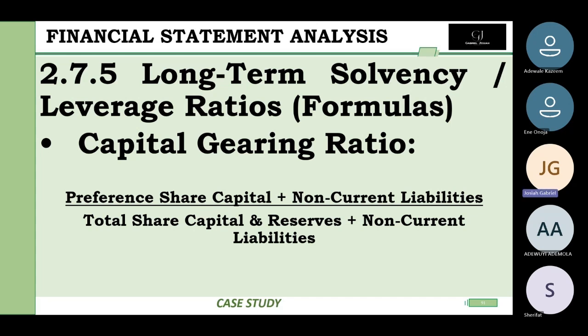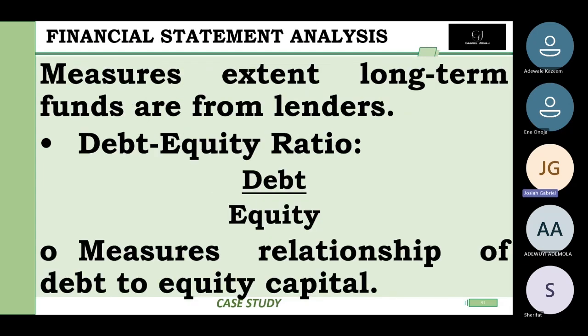When you say a company is lowly geared, you are saying it's more ordinary share driven. Or if it's highly geared, you are saying it is external debt or external capital driven. And the capital gearing ratio measures the extent to which long-term funds are from lenders. It's very important. Then we have the debt to equity ratio, another ratio, speaking to external debt and internal funding, which is equity. It measures the relationship of debt to equity. And it's a cardinal ratio also.